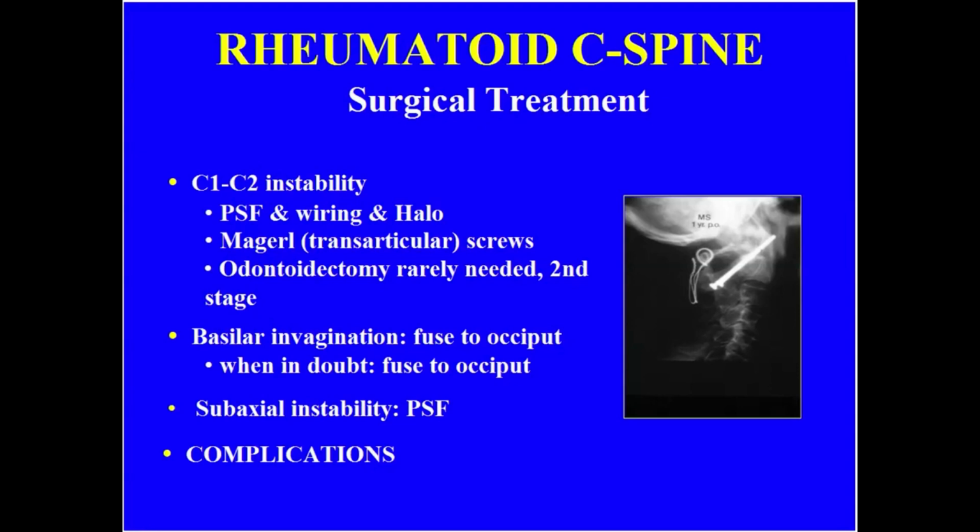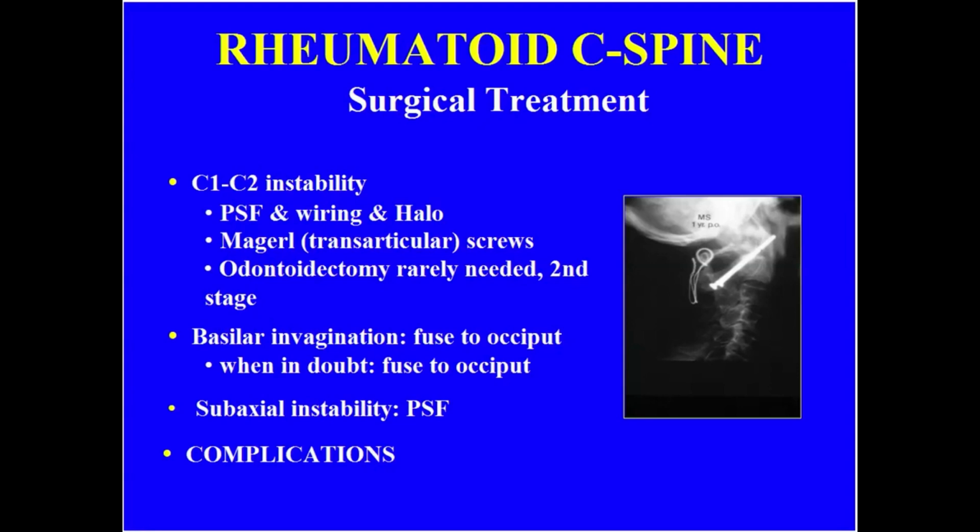If you just do a posterior wiring in a rheumatoid patient, if you don't do transarticular screws for some reason, you can't get them, or their anatomy is such that the vertebral artery is at risk, then you need to use a halo. Their bone is soft enough that wiring alone in a rheumatoid has a very high failure rate. And you virtually never should do an odontoidectomy, resection of the dens, as a first stage procedure.